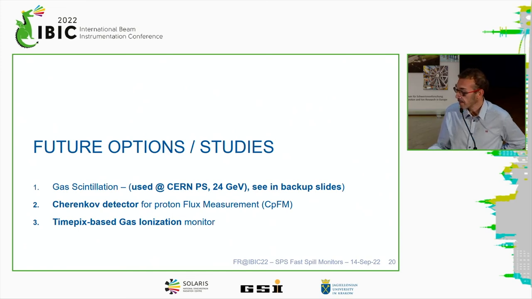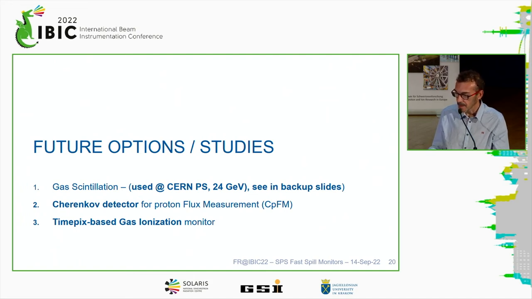Now I have a few words about future options and studies that we have on the table and that are ongoing at the moment. The first one I only kept in a background slide, and we can discuss it later, or you can look at the slide if you want. It is about the possibility to use gas scintillation, a technique that is operational in the other facility at CERN, where we have fixed target experiments or slow extraction in the PS at 24 GeV. And we are investigating if this is an option to be implemented if needed in the SPS.